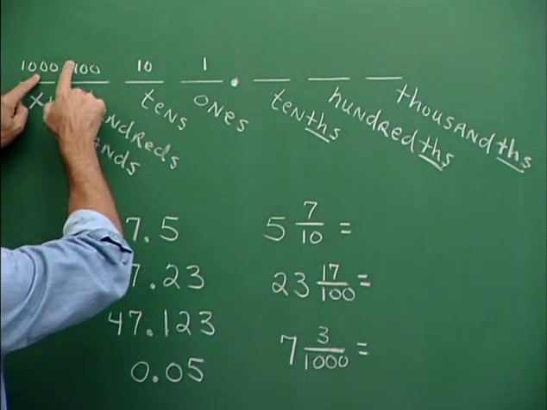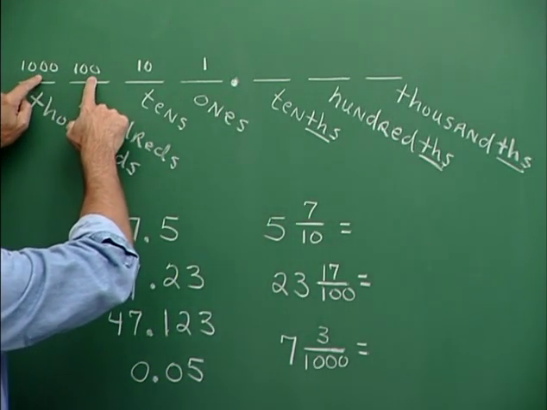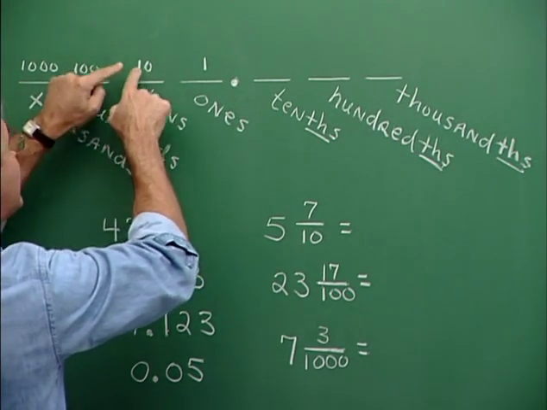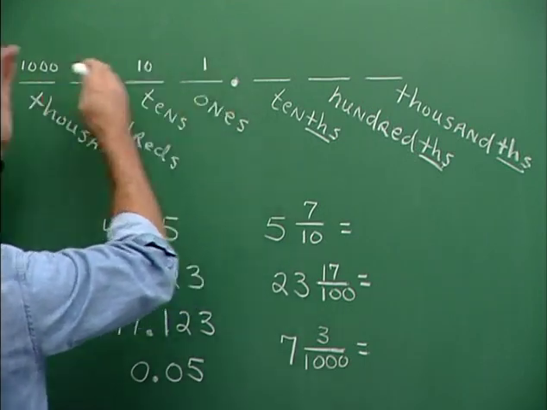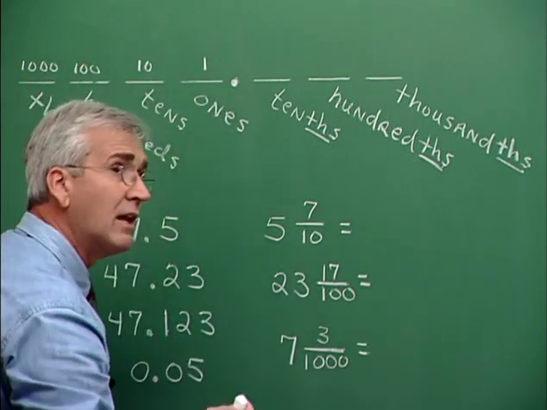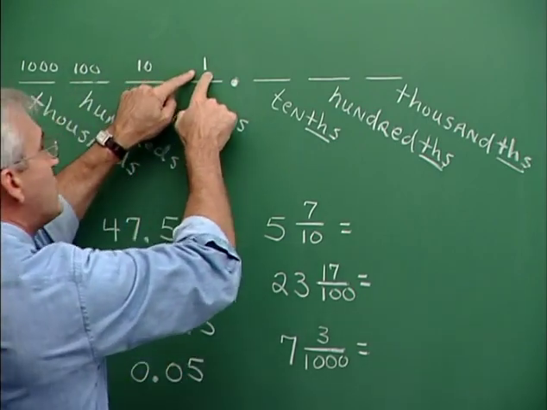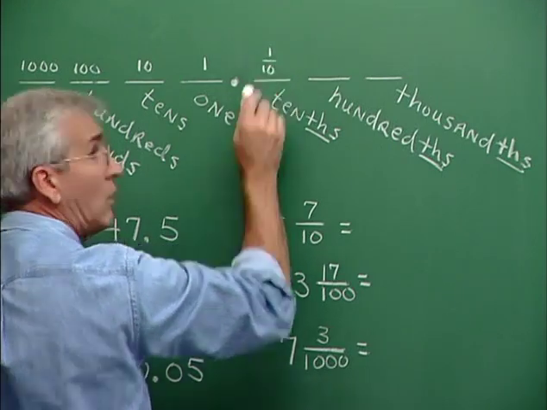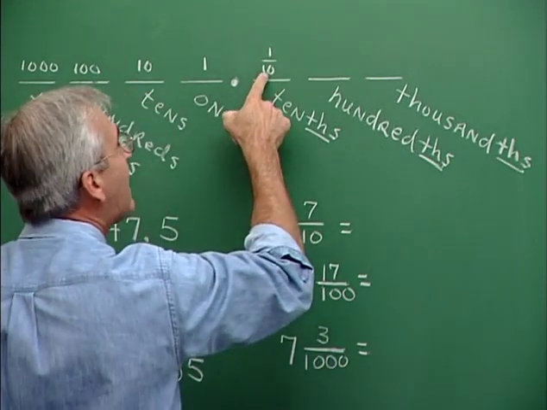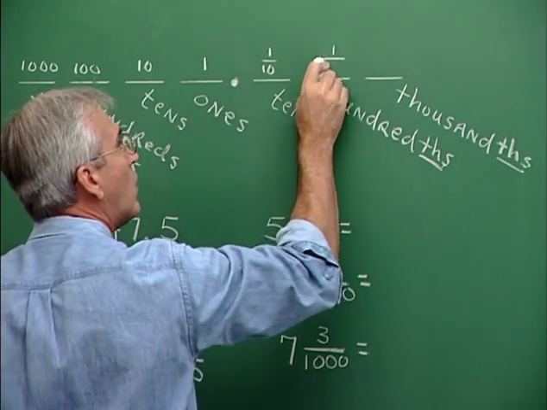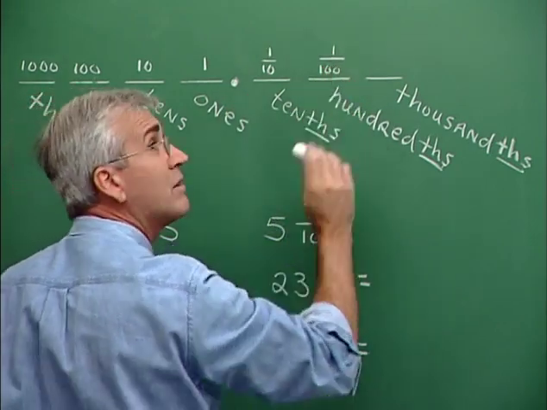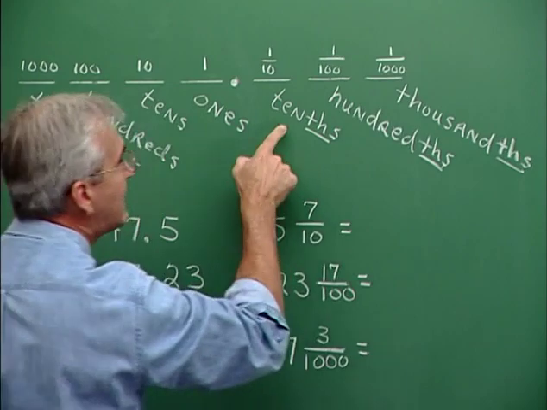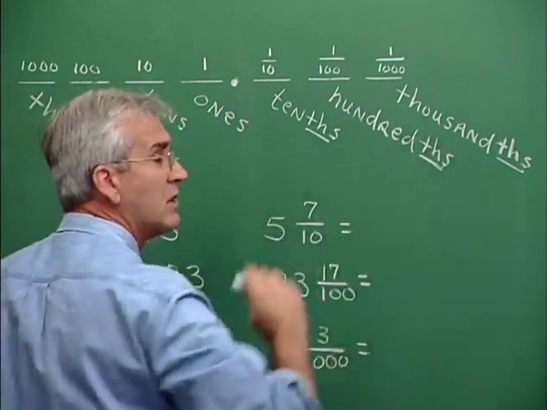So from 1,000 to 100, we're dividing by 10. From 100 to 10, we divide 100 by 10 to get 10. Divide 10 by 10 to get 1. So in each case, we're dividing by 10. Now, if we take the ones digit and divide by 10, does it make sense that this is 1/10? Yeah, it makes sense. And if we divide 1/10 by 10, then this becomes 1/100th. And divide 1/100th by 10, and this becomes 1/1,000th. And that's why we have a tenths digit, hundredths digit, thousandths digit.